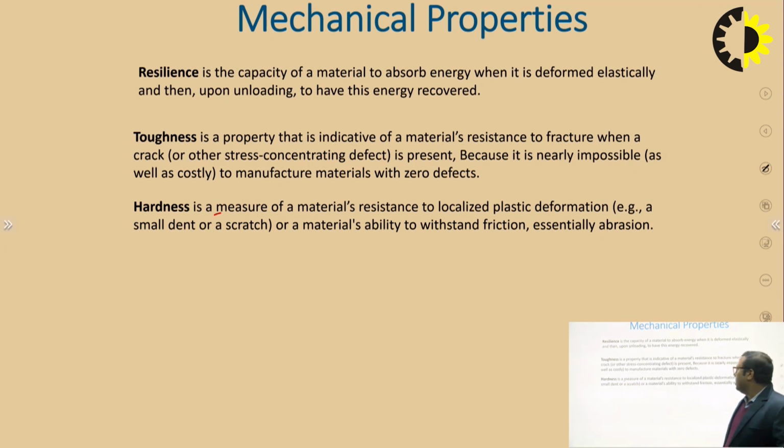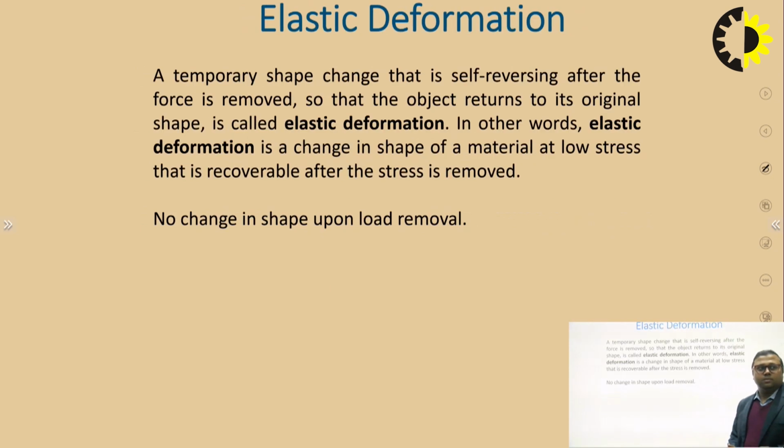So hardness, next coming on to the hardness. Hardness is the measure of material resistance to localized plastic deformation. That is, whenever there is a small dent or scratch, then this localized plastic deformation, which we see during performing the hardness test, denotes the material ability to withstand friction or to withstand abrasion. So this property, by which the material resists the plastic deformation, is known as hardness.